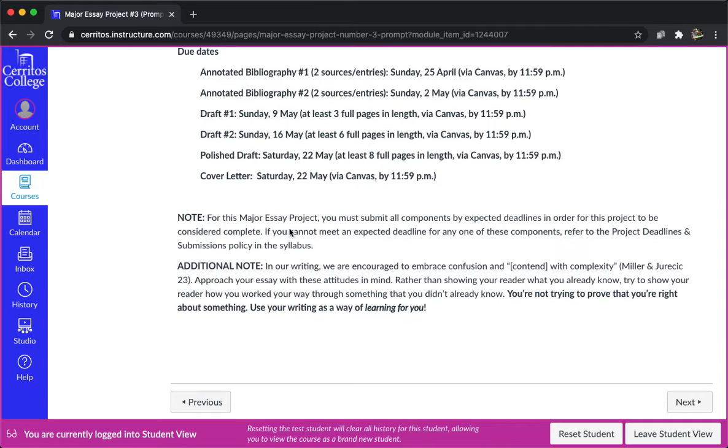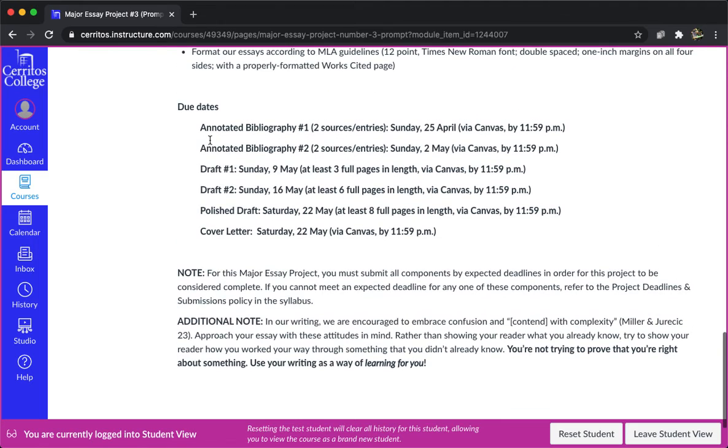Okay, so for this major essay project, and this has been the case with all of the major essay projects, you must submit all components by expected deadlines in order for this project to be considered complete. If you cannot meet an expected deadline for any one of these components, refer to the project deadlines and submissions policy in the syllabus. So it's really important that you are submitting each of these components. You can't neglect to submit one of them and expect the project to be considered complete.